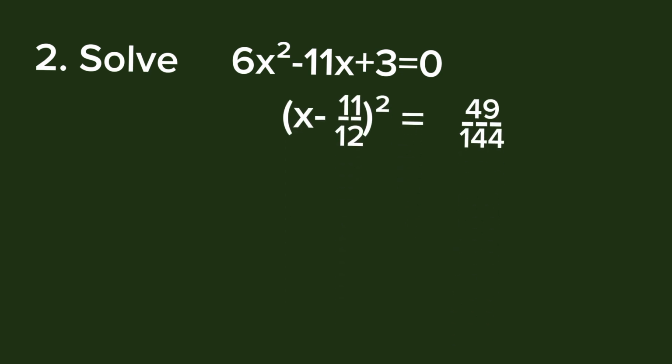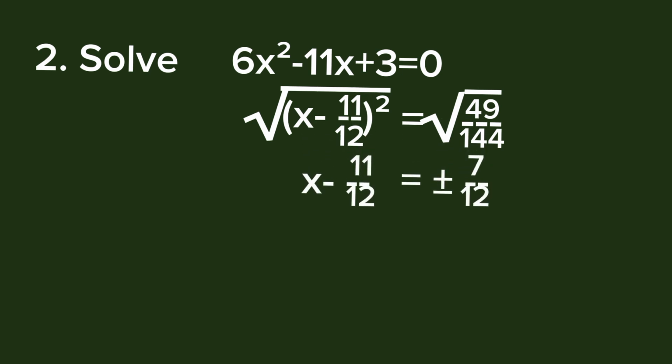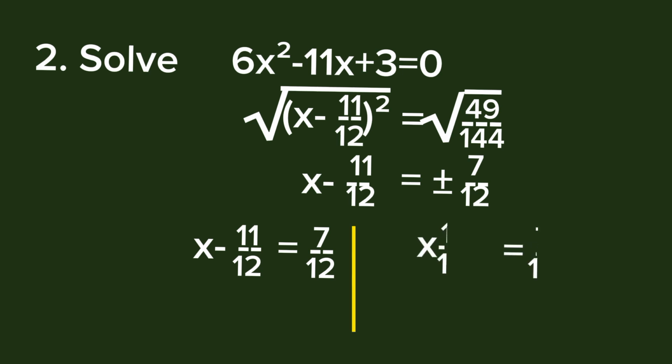We extract square root. So we have the square root of the square of x - 11 over 12 is equal to the square root of 49 over 144. x - 11 over 12 is equal to positive and negative 7 over 12. We have these two equations where we can find the values of x. We have x - 11 over 12 = 7 over 12, and x - 11 over 12 = -7 over 12.